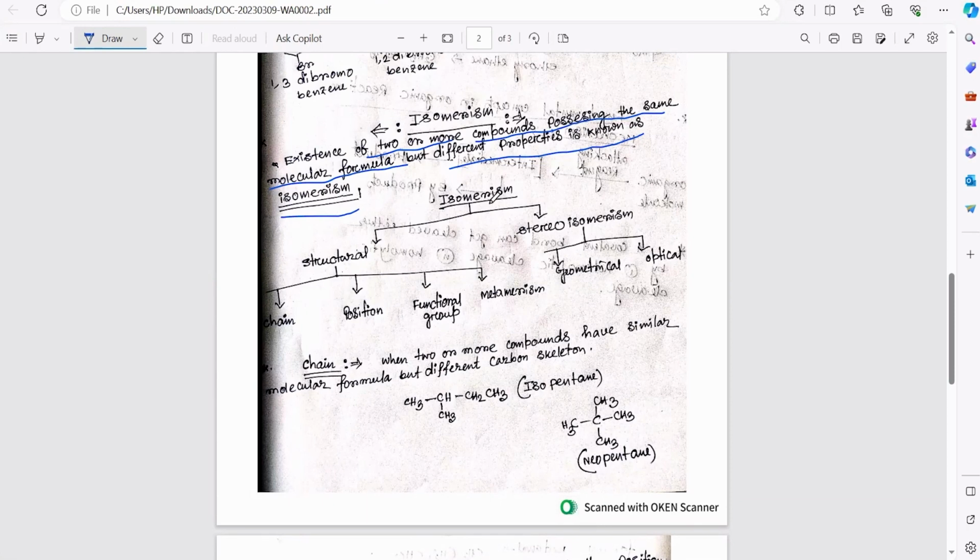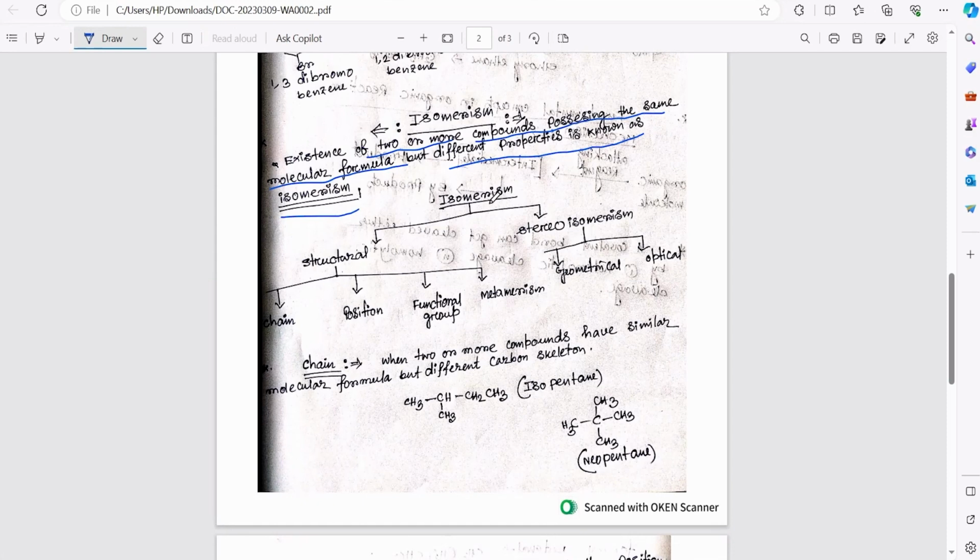So what is chain isomerism? When two or more compounds have the same molecular formula but different carbon skeletons, that is called chain isomerism. For example, isopentane, CH3, CH, CH2, CH3, and neopentane. The molecular formula is the same, but the carbon skeleton is different.